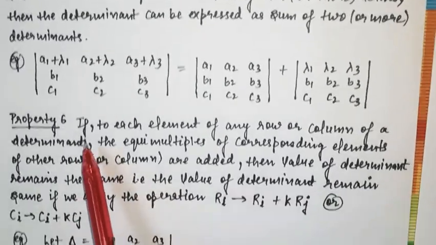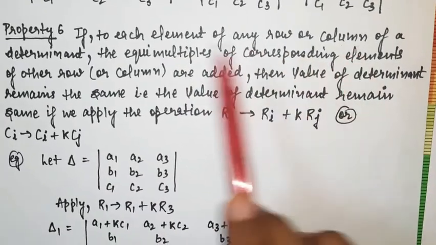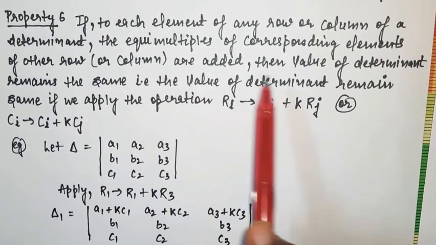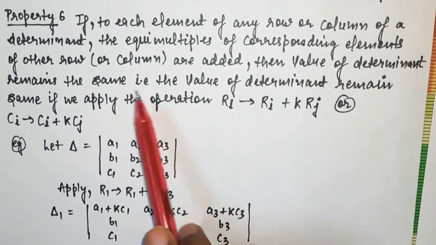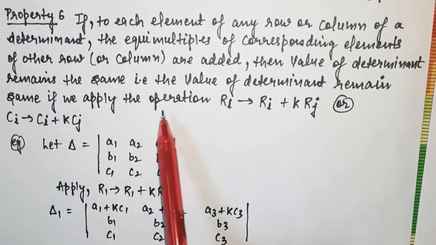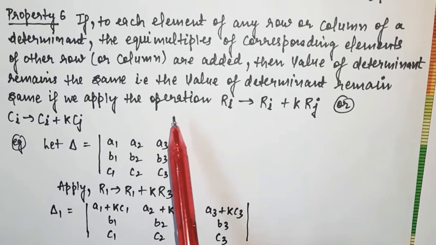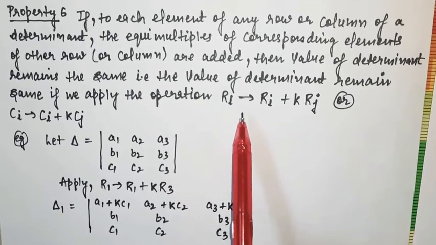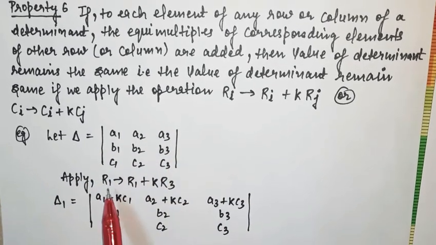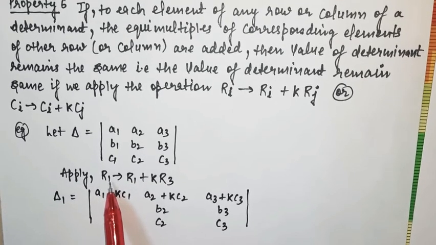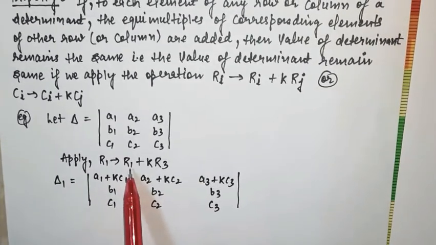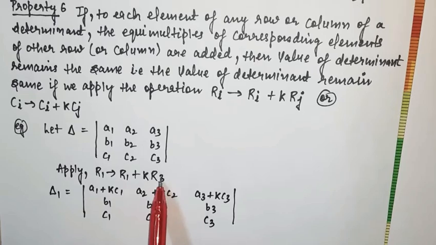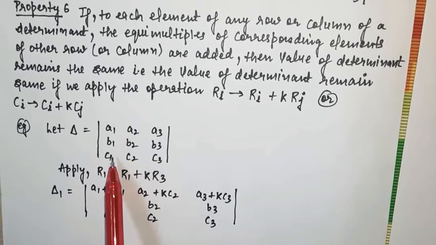Property number 6. If to each element of any row or column of a determinant, the equimultiples of corresponding elements of another row or column are added, then the value of the determinant remains the same. That is, the value of the determinant remains same if we apply the operation. Earlier we used to do that elementary operation. Here we are free to apply row operation or column operation. Let's suppose this determinant is given to you. In R1, I need to take R1 only, not any other row. R1 tends to R1 plus k times of R3.